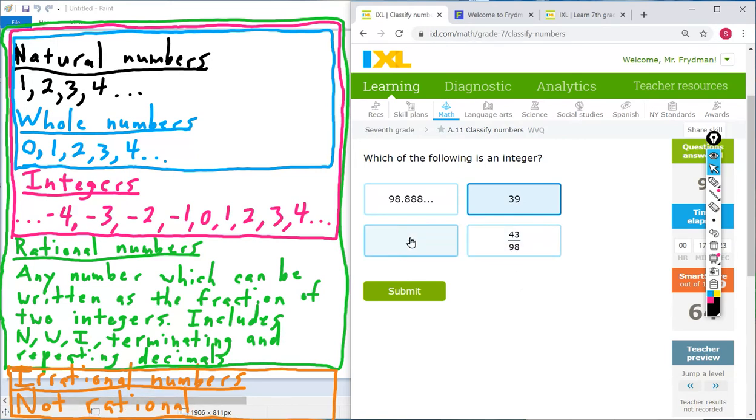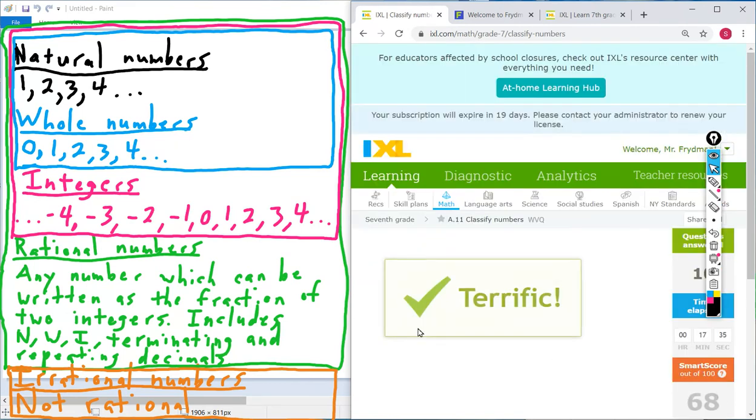But okay, we don't actually have to know that. All this question is asking for is which number is an integer, and 39 is the only integer here. So we'll click on that and then click submit.